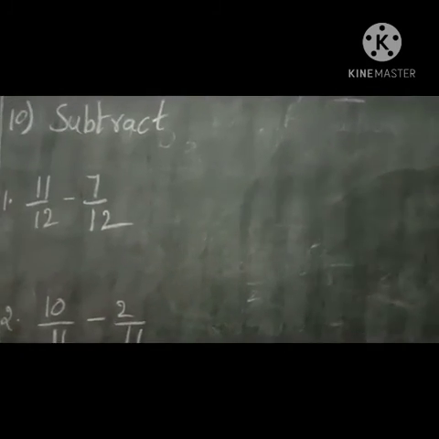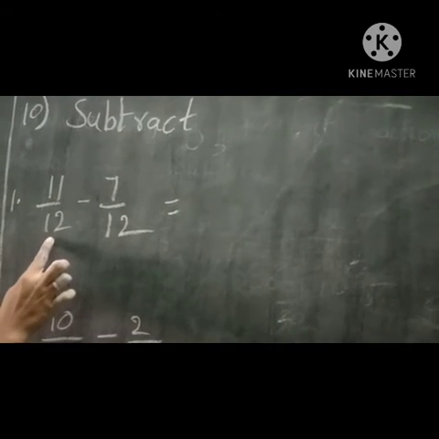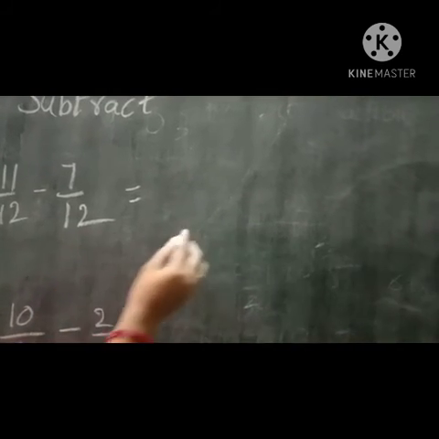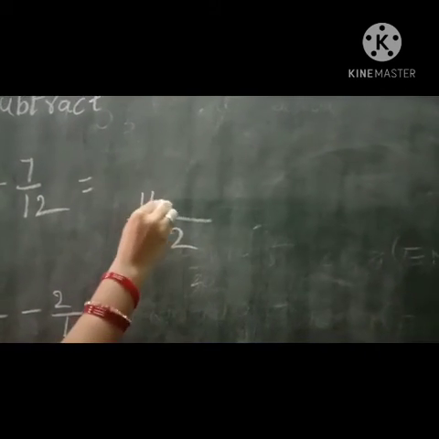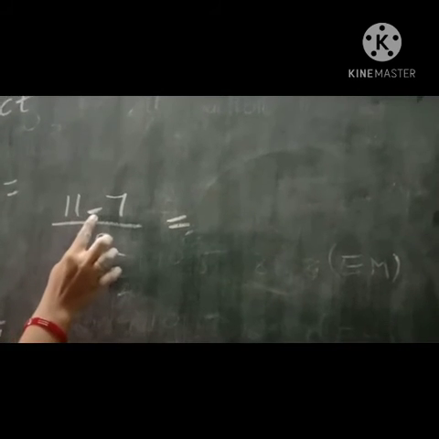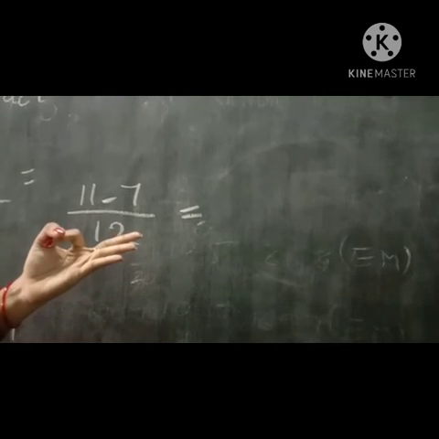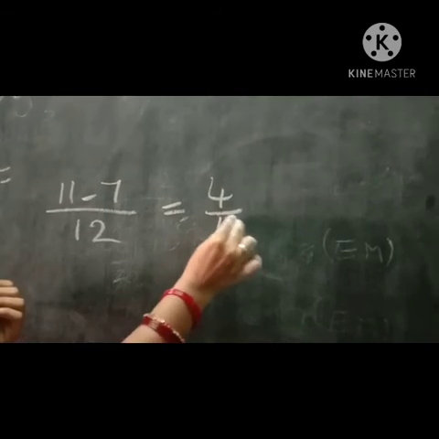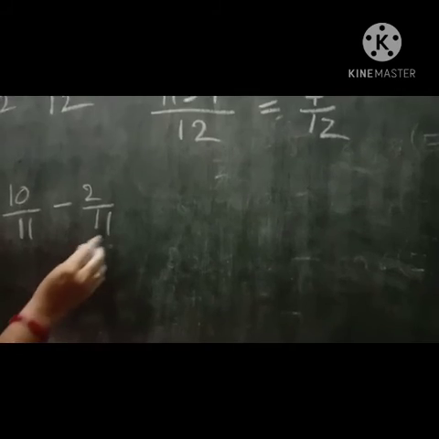And next, the 10th one, subtract. Here we have to do the subtractions. 11 by 12 minus 7 by 12. What is the denominator number here, children? Yes, 12. What are the numerator numbers? 11 minus 7 by 12. 11 minus 7 by 12. 7, after that 8, 9, 10, 11. How many are there here? Yes, 4 by 12. Next, 10 by 11 minus 2 by 11.